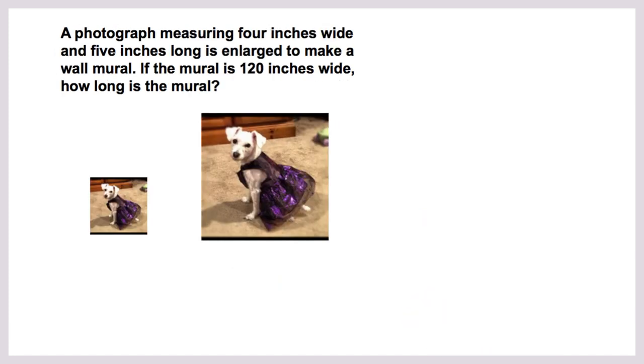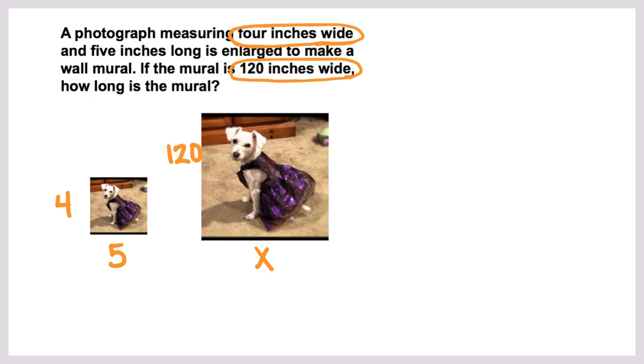On the next one, we have a photograph that is measuring 4 inches wide and 5 inches long. So we're going to take the little dog in the dress, and we're going to have 4 inches wide and 5 inches long. And it's going to be enlarged to make the wall mural, so the bigger picture. And this one says the mural is 120 inches wide. Now this is where we need to make sure that we label things right. If we go back, the photograph is 4 inches wide. So the 120 needs to be in the same spot as the 4. So I'm going to put the 120 on the side. We're looking for how long it is.